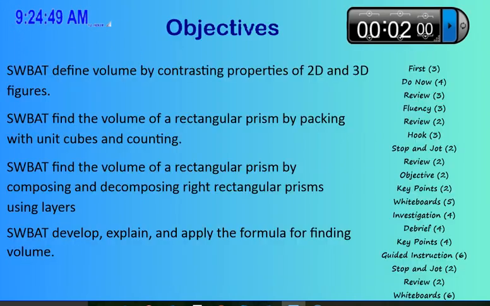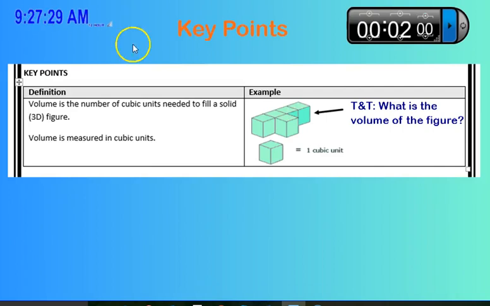So let's get started with our key points. Volume is the number of cubic units or cubes, think sugar cubes, needed to fill a solid figure. Volume is measured in cubic units. If it helps you to remember that, think of sugar cubes. Volume is measured in sugar cubes, cubic units.